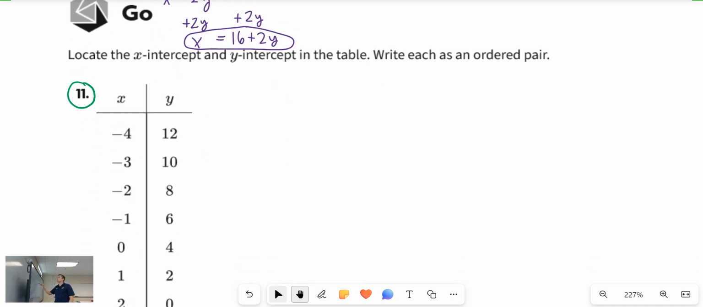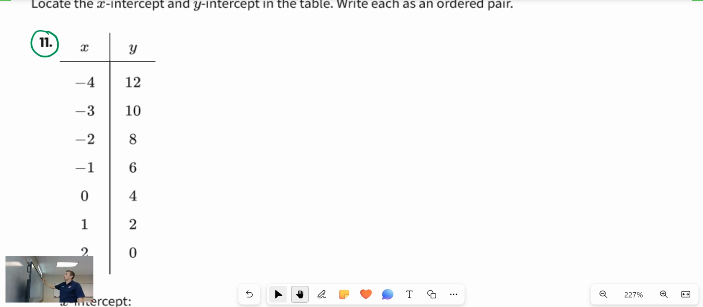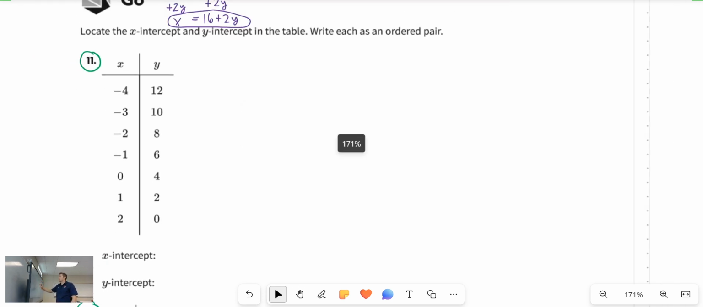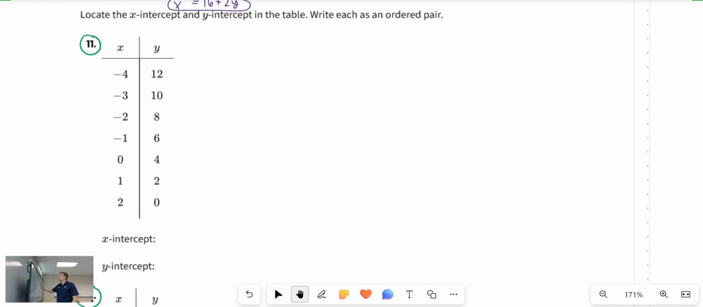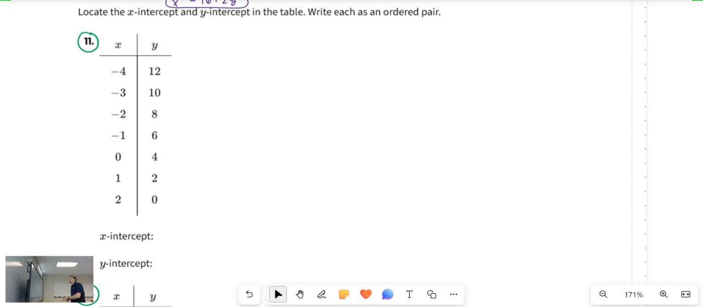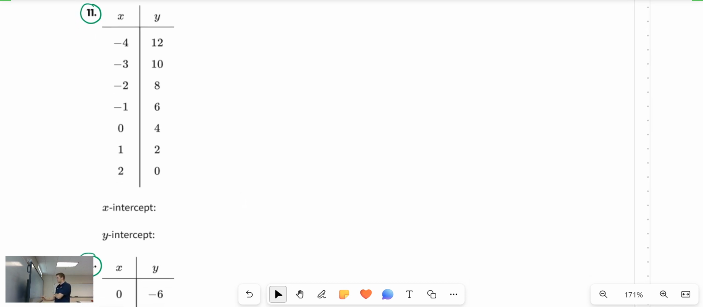All right. Oh, the go section. Here we go. Locate, no pun intended there on the go part. Locate the x-intercept and the y-intercept in the table, write each as an ordered pair. Okay, so for each one, we should have an x-intercept. Oh, perfect. It has it right down here. We should have an x-intercept and a y-intercept. So we'll do these in two different colors.